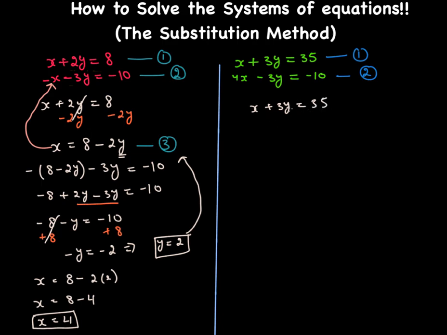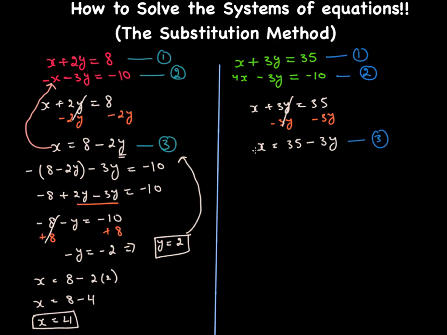You can find either y or x, doesn't matter, but if you choose x, that'll be easier, because what we're gonna do, we're gonna subtract 3y, and that gives me cancelled out. So x is equal to 35 minus 3y. Okay, and we're gonna name this equation number 3.